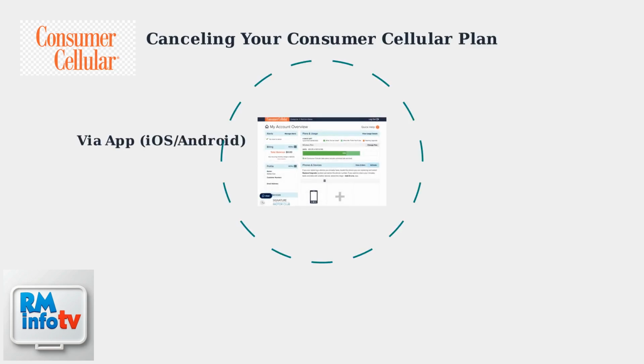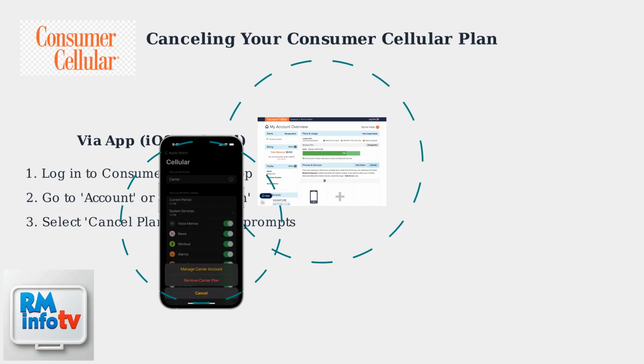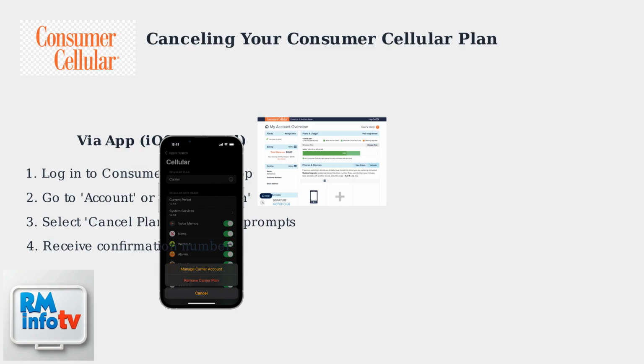Consumer Cellular makes it easy to cancel your plan online through their app or website. To cancel via the app, available on iOS and Android, log into your account. Navigate to Account or Manage Plan, select Cancel Plan, and follow the prompts. You'll receive a confirmation number, and your service ends immediately.